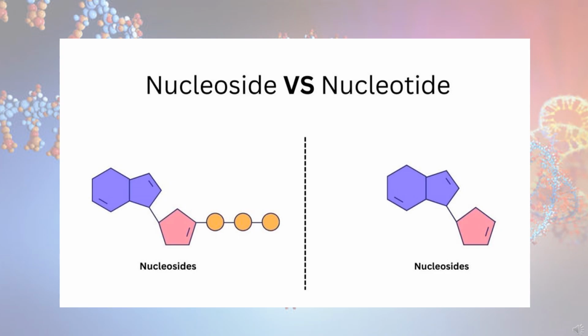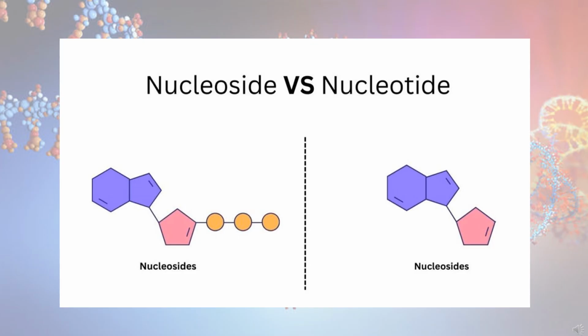A nucleoside is made of just 2 parts. First, you have a 5-carbon pentose sugar, which is ribose in RNA or deoxyribose in DNA. Attached to this sugar at the number 1 carbon is a nitrogenous base. This base can be a purine, like adenine or guanine, or a pyrimidine, like cytosine, thymine, or uracil. When you have just the sugar and the base joined together, you have a nucleoside. For example, adenine plus ribose gives you the nucleoside adenosine.